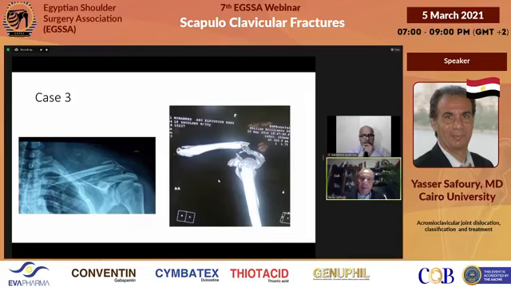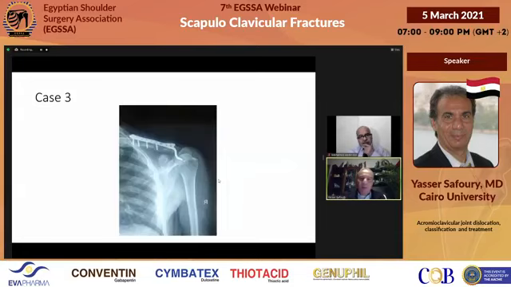This is another case in which there is a fracture of the lateral third of the clavicle. We do a CT scan to study the displacement, and then we can use the hook plate to reduce and repair the ligaments and close the soft tissue sleeve over the plate.